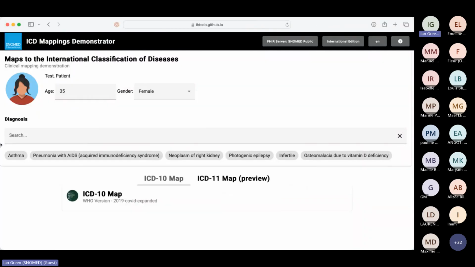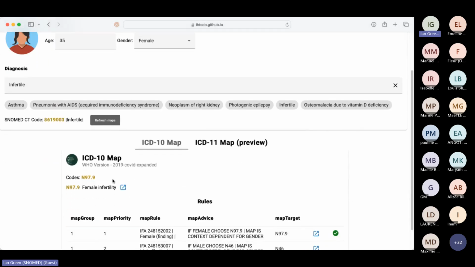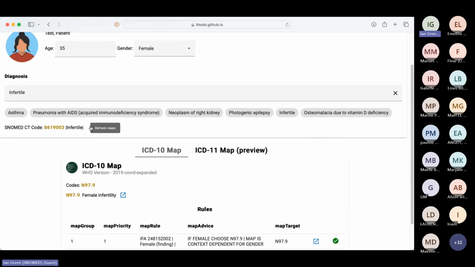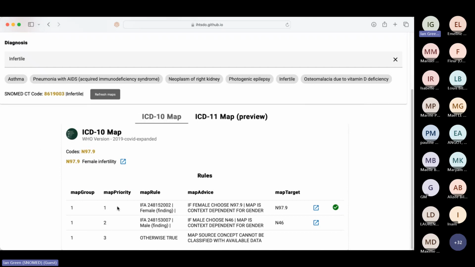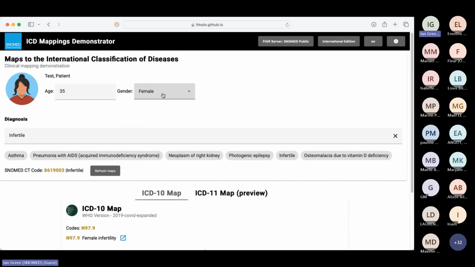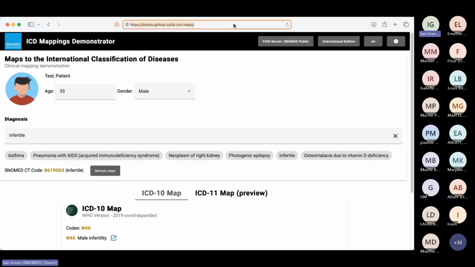So if you take infertile, if you click on that button, this exemplifies that you have a female patient of the age of 35. And if you have this SNOMED concept, infertile, you can automatically derive the ICD-10 code of female infertility, because you include the rule from the metadata. There's a gender here, female, which is probably coded. The rules, as they look in the reference set that we distribute, are these rules. So let's say that we had a male, and we refresh, it would be male infertility. But we could also have a concept in SNOMED, which I will show you when I show you the browser, that we have female infertility, and that maps to the same. So if you selected that SNOMED concept, it would end up with the same ICD-10 code.